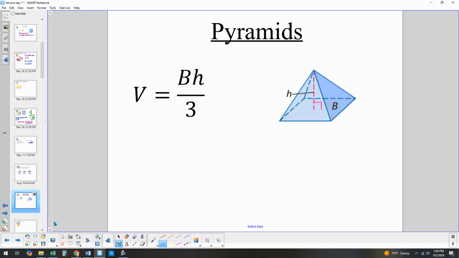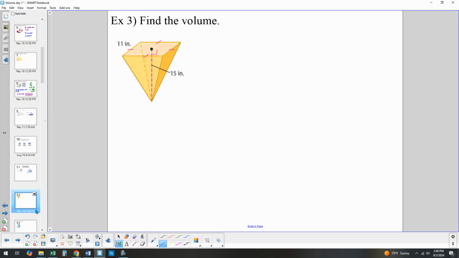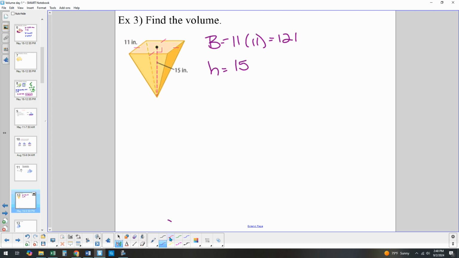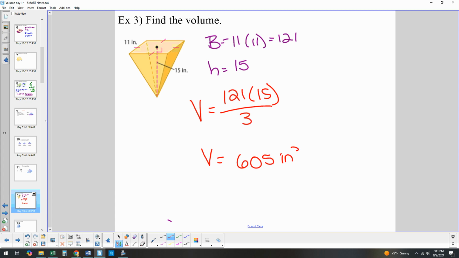The formula for a pyramid is similar to that of a prism. It's area of base times height, but now we're going to divide it by 3. So let's find the volume. Our base is a square where sides are 11, so 11 times 11 is 121, and our height is 15. So the volume is area of base times height divided by 3. You could do this all at once in your calculator if you'd like. We should get a volume of 605 cubic inches.